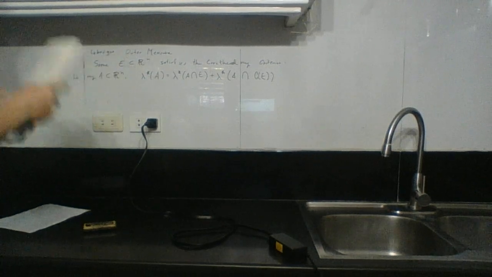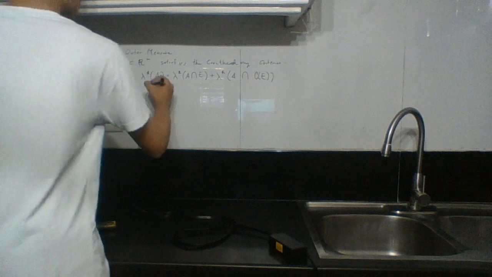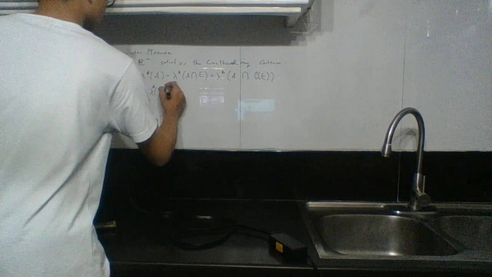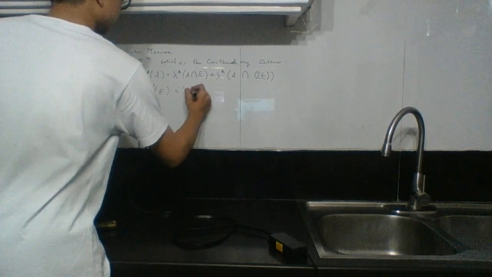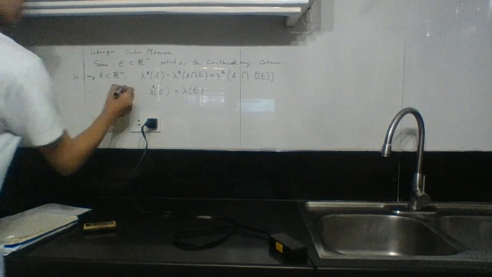Okay. So in that case, if this holds for E, the Lebesgue outer measure of E is precisely the Lebesgue measure of E. Okay? So all that implies.